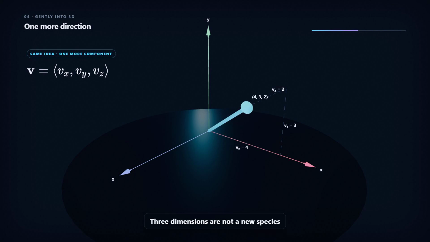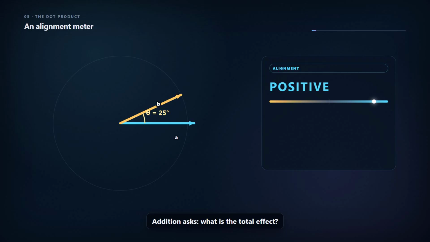3 dimensions are not a new species of vector. There is simply one more component. That matters for light. Its electric and magnetic fields point sideways while the beam travels in a third direction. Addition asks, what is the total effect? The dot product asks a different question. How much does one vector line up with another?